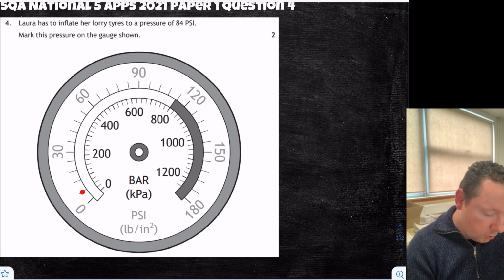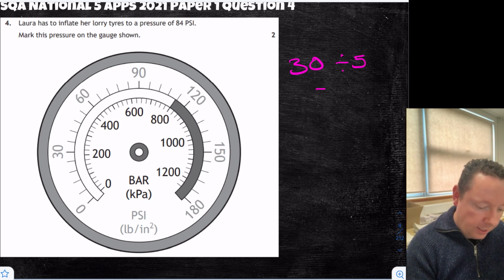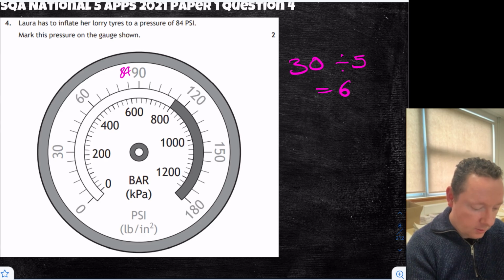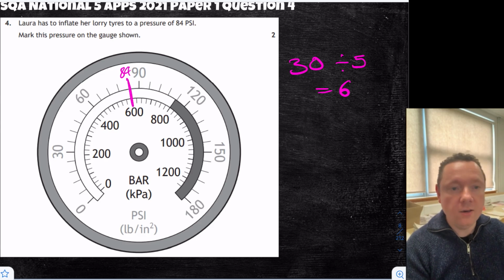It's got 1, 2, 3, 4, 5 up to 30. So at the side, I can do 30 divided by 5 to realise that each division is worth 6. So we're now on 60, 66, 72, 78, 84. So I now know that 84 is here, going up in 6s. So I can just mark that on there and we're done.